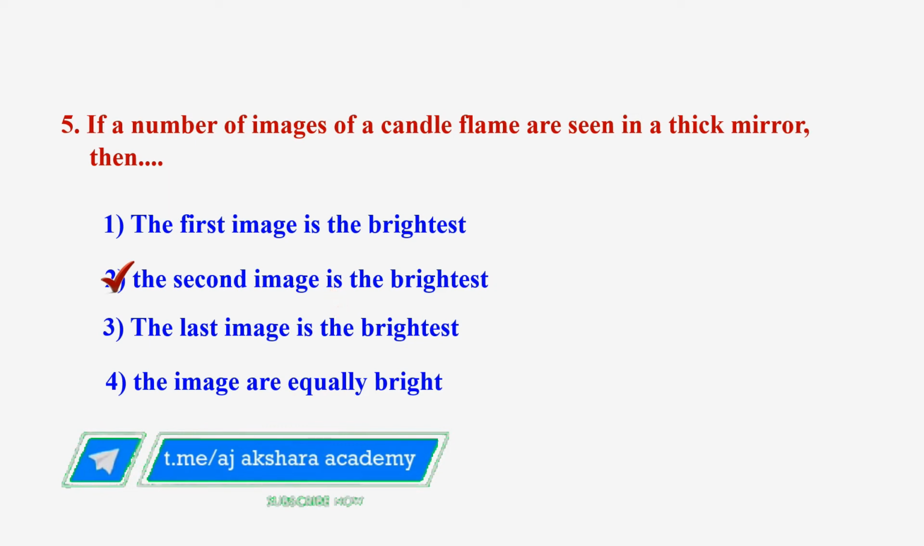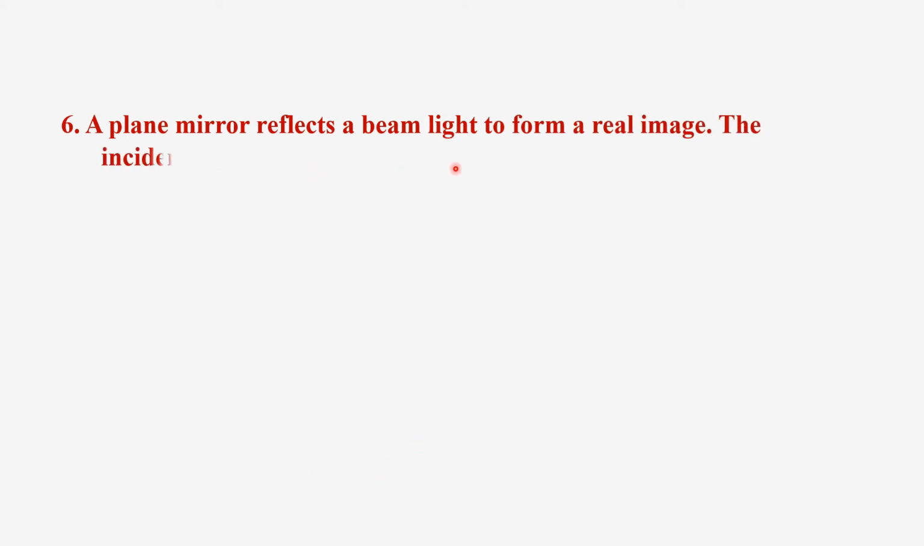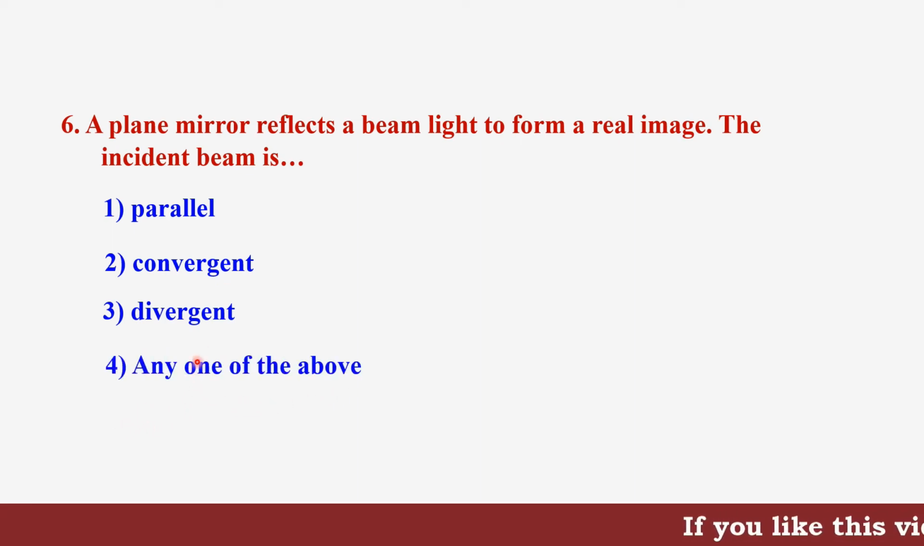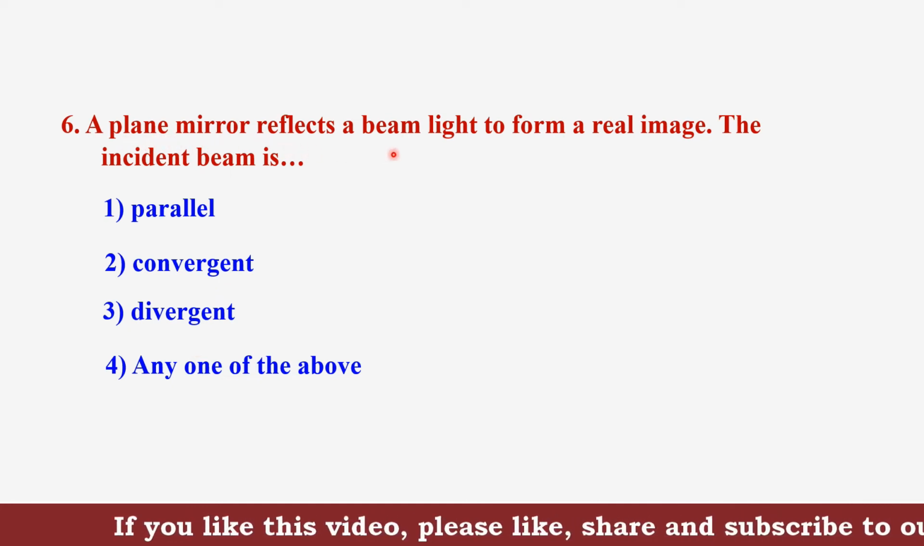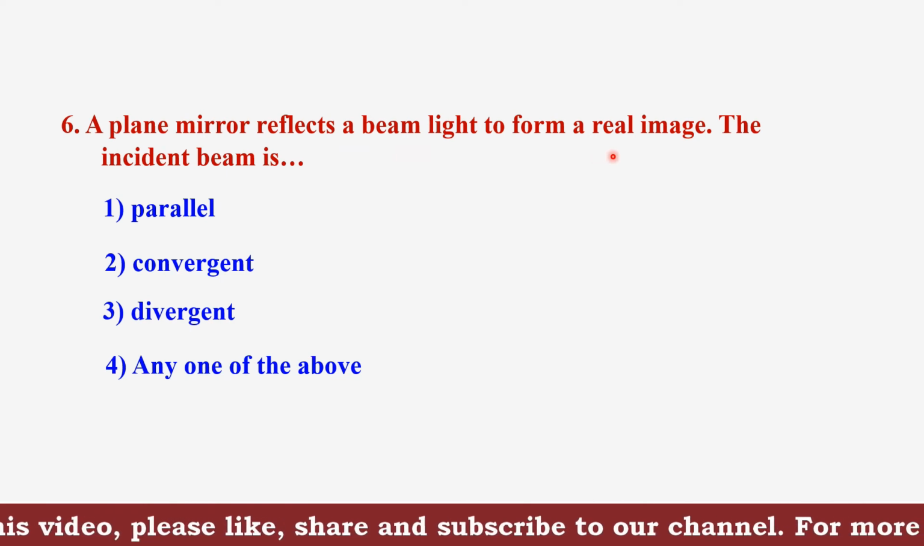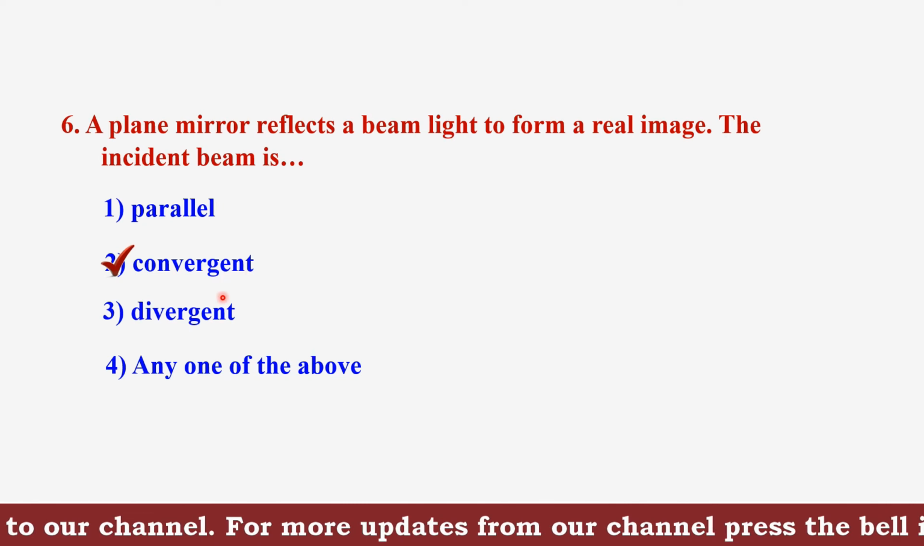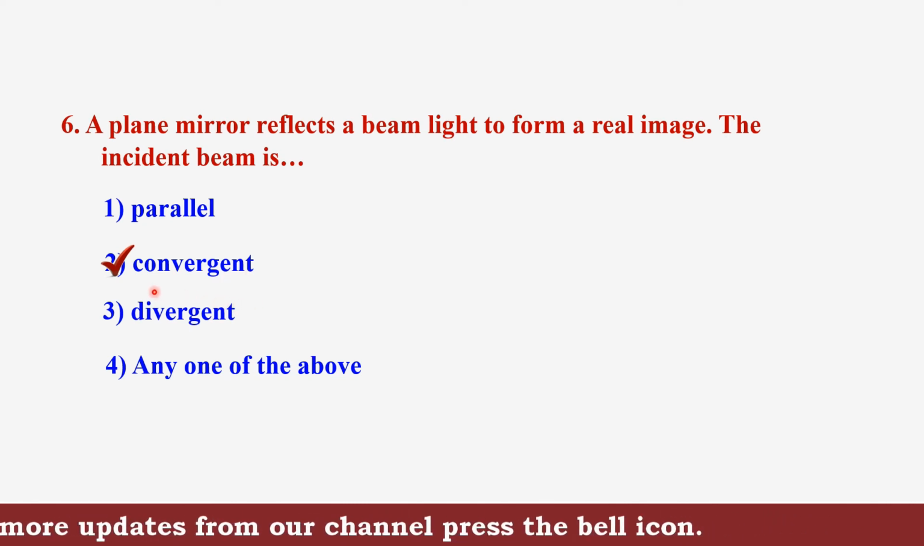Okay. Next question. A plane mirror reflects a beam of light to form a real image. The incident beam is parallel, convergent, divergent, or any one of the above. Here in this question, a plane mirror reflects a beam of light to form a real image. So the incident beam is a convergent beam. Okay.